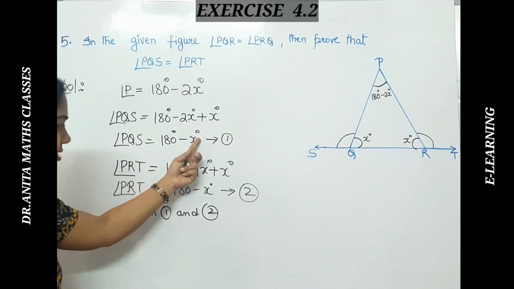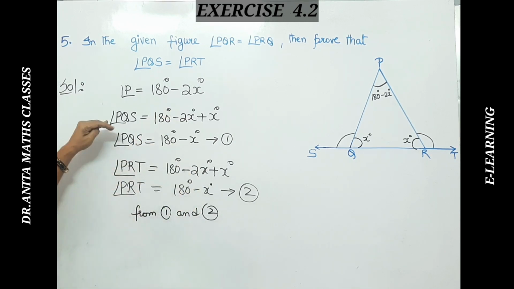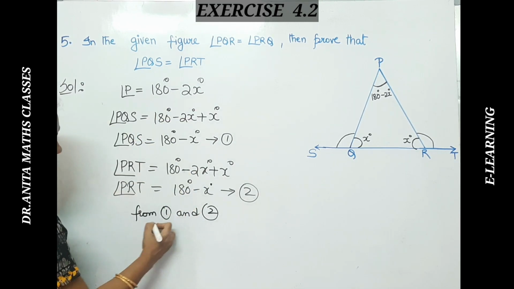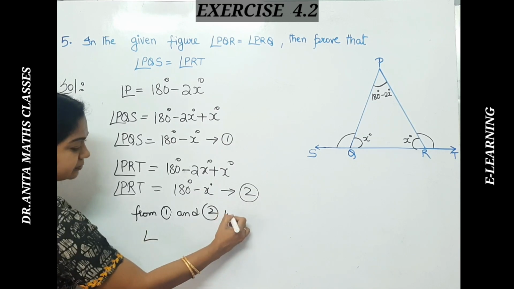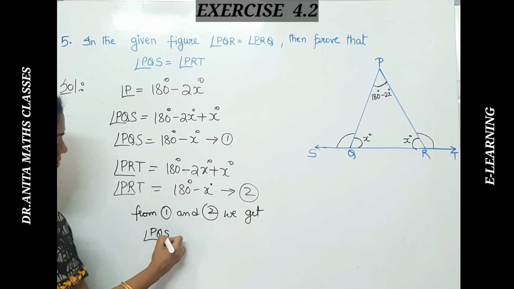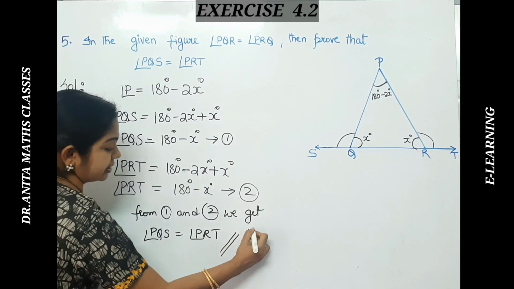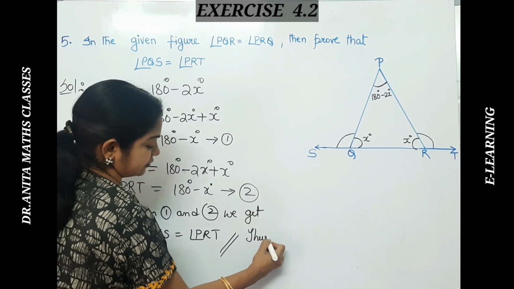So the x degrees, these two angles are equal, 180, 180. So this side is equal. So we will equate the LHS part. From 1 and 2 we get angle PQS is equal to angle PRT. This is what we have to prove. Hence proved, or thus proved.